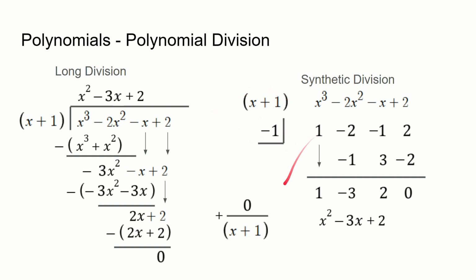And then with the remainder for both of these, obviously it was a 0 remainder, so it's a clean division. But if there wasn't a 0 remainder, you would simply have to add whatever the remainder was divided by x plus 1, or divided by the divisor.